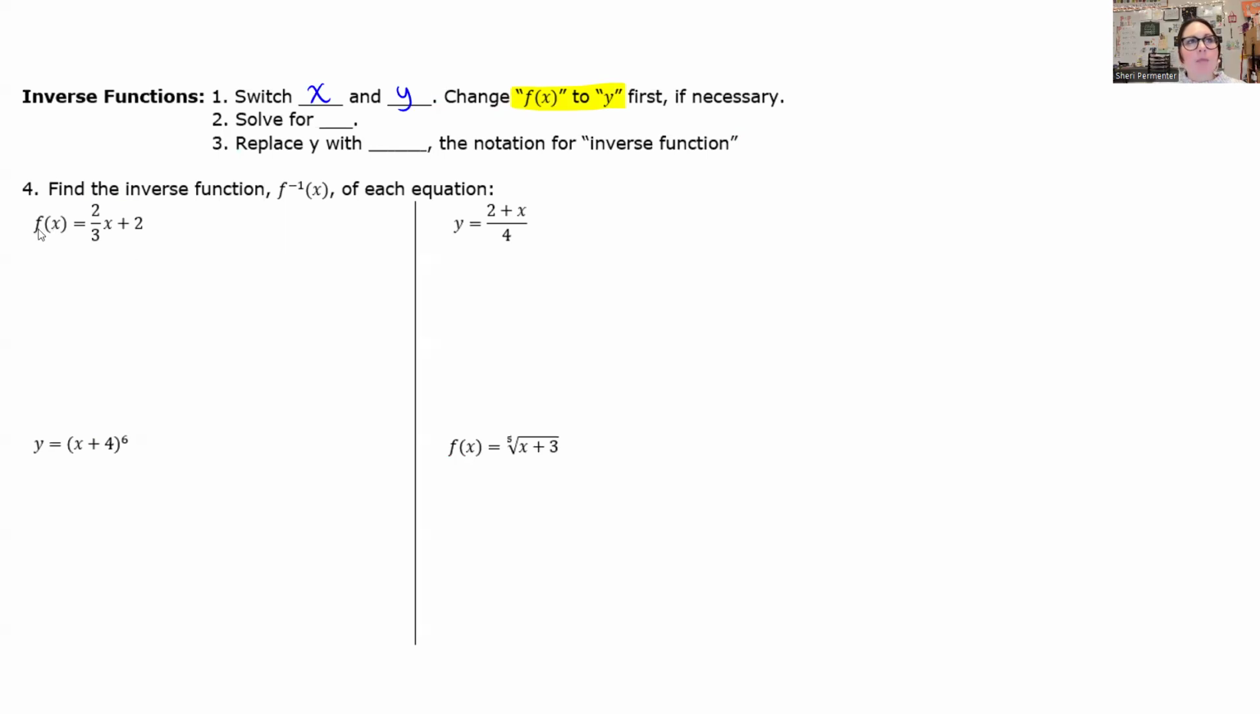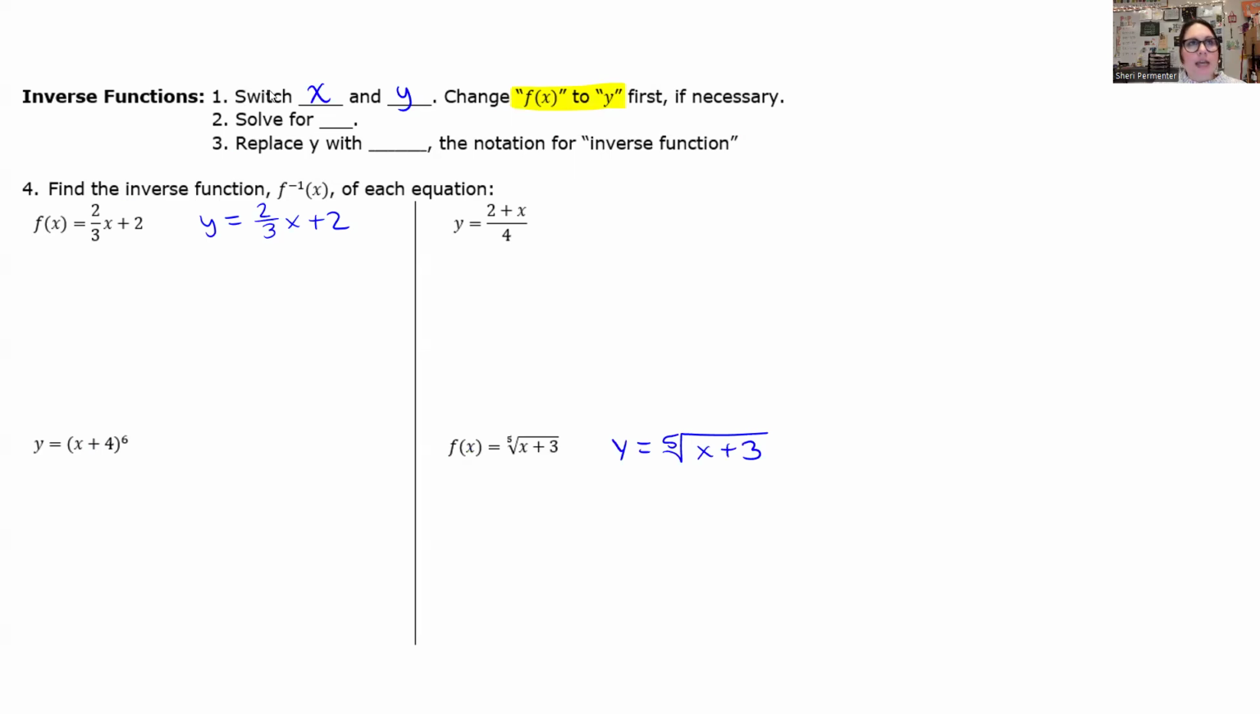When I look at this problem, it's not Y equals, so I'm going to fix it. So this is the same thing as Y equals 2/3 X plus 2. This one is already Y equals. This one is already Y equals. This one is not. I'm going to rewrite it. So anything that's not Y equals, I rewrite it as Y. All right, next.